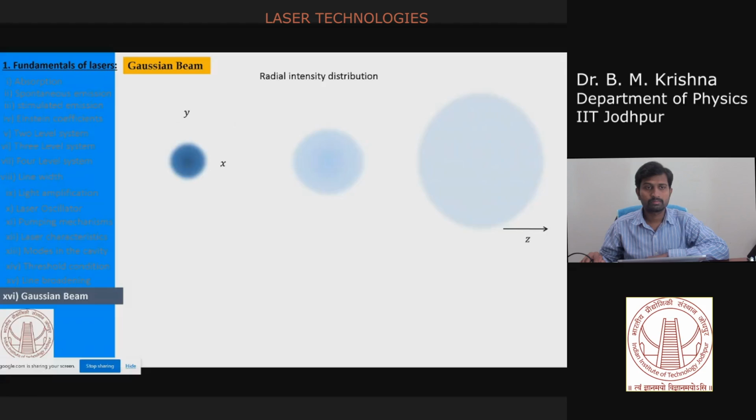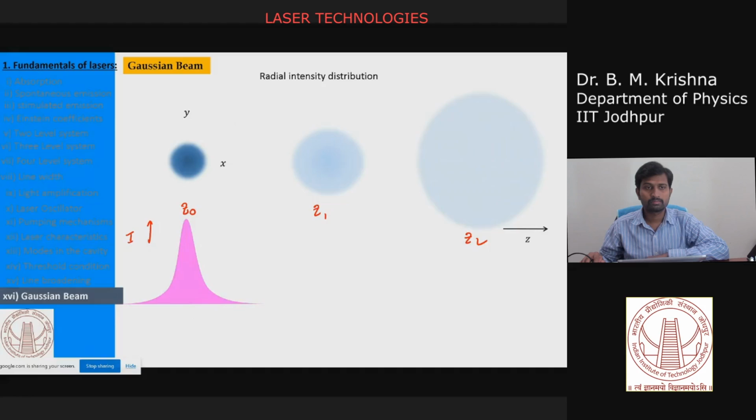Now if you see the radial intensity distribution, this is for example at Z0, this is at a certain position Z1, and this is a certain position Z2. Now this is your x and y directions, radially, and this is your beam profile. At the center you have high intensity. Now if you plot this, this is intensity.